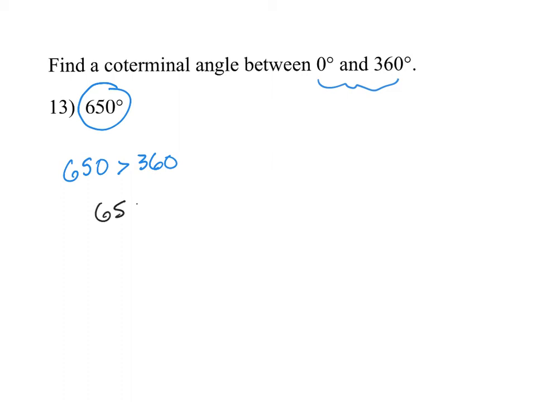So let's just go ahead and do that math. We're going to go 650 minus 360. That's the wrong pen. 650 minus 360 is, what was that, 290? And 290 is within 0 to 360. So the answer for a coterminal angle between 0 and 360 for the angle 650 is 290.